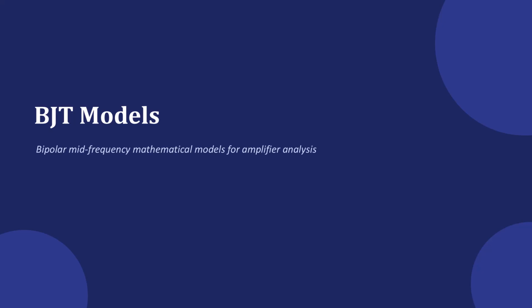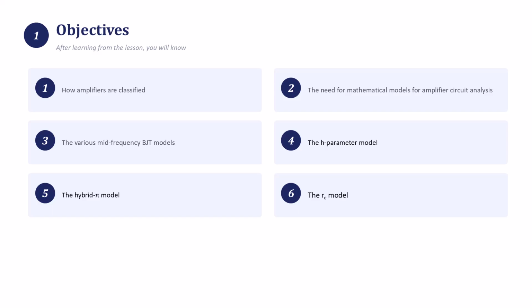Welcome to this lesson on BJT models. BJT stands for bipolar junction transistor. In this lesson, we'll look at the mid-frequency mathematical models used to analyze bipolar junction transistor amplifiers. By the end of this lesson, you will be able to do 6 things.